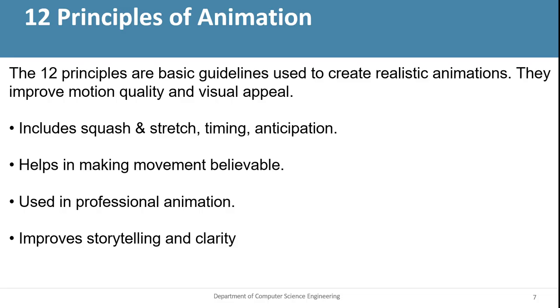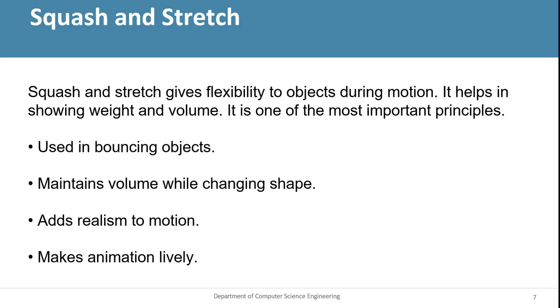12 Principles of Animation. The 12 principles are basic guidelines used to create realistic animations. They improve motion quality and visual appeal. Include squash and stretch, timing and anticipation. Helps in making movement believable. Used in professional animation. Improves storytelling and clarity.